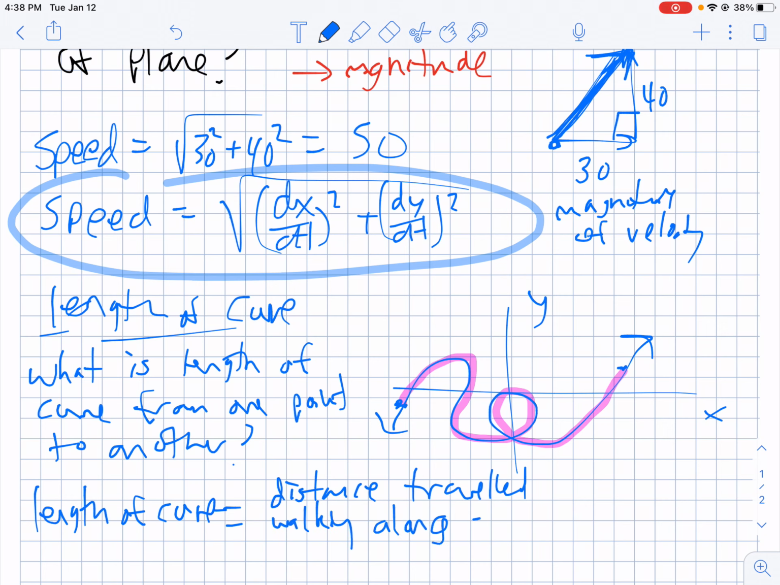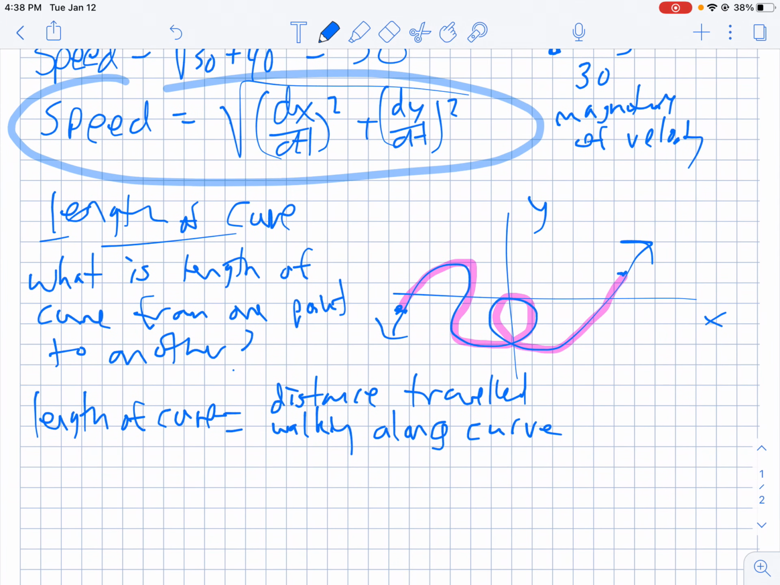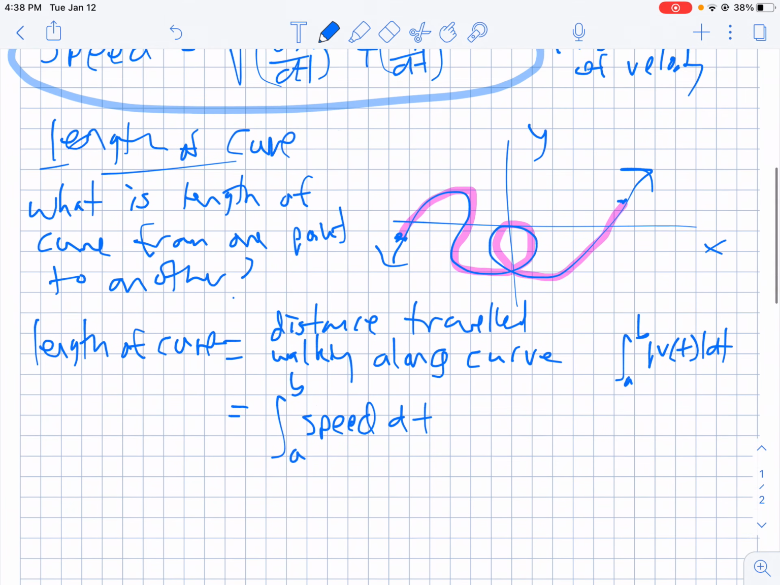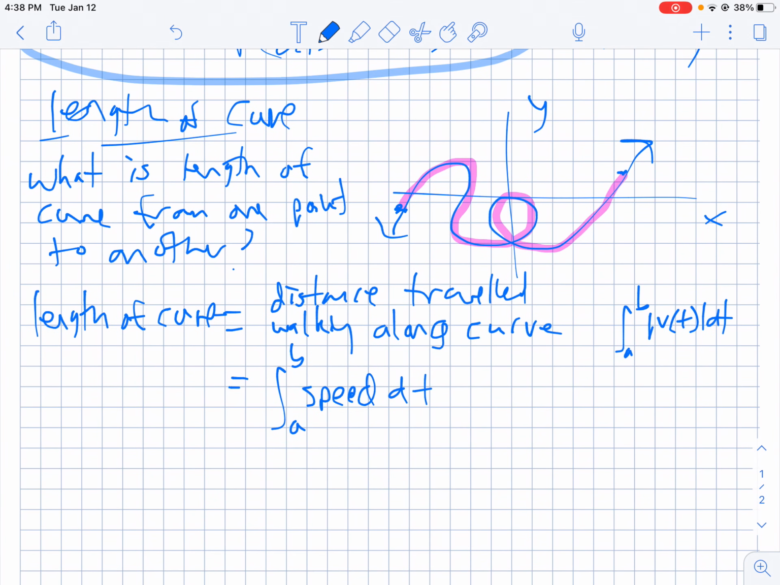Well, let's think back to last semester. How did we find a distance traveled? Distance traveled was the integral from a to b of the speed. Really it was the integral from a to b of the absolute value of velocity, but that's just how we define speed. So we take the integral from a to b of the square root of dx dt squared plus dy dt squared.